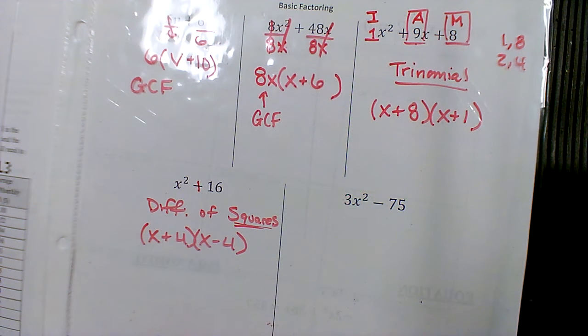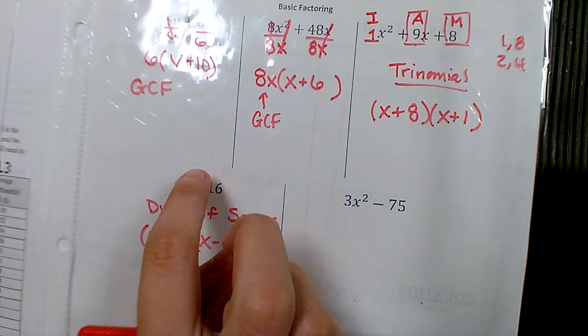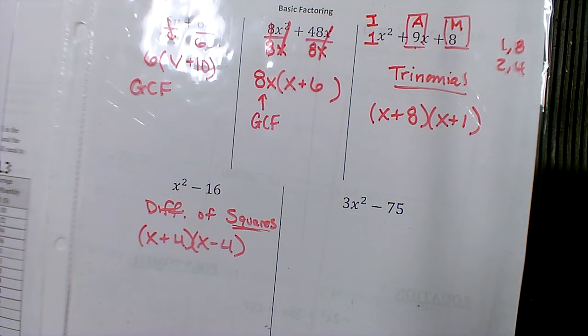If this was an addition, you would not be able to factor it this way. Okay, it has to be subtraction. That's why it's called difference. So Tori, how did you know it was x plus 4 and x minus 4?